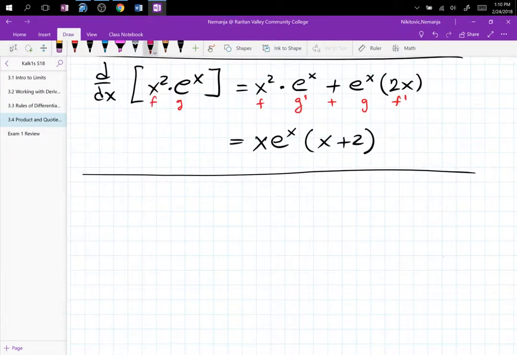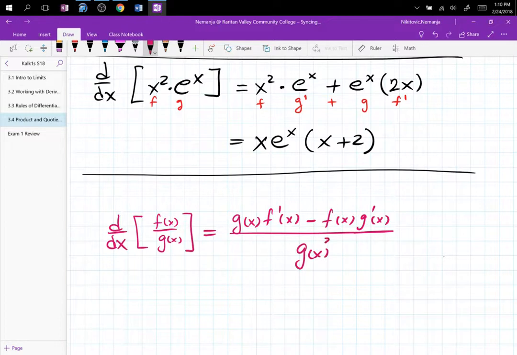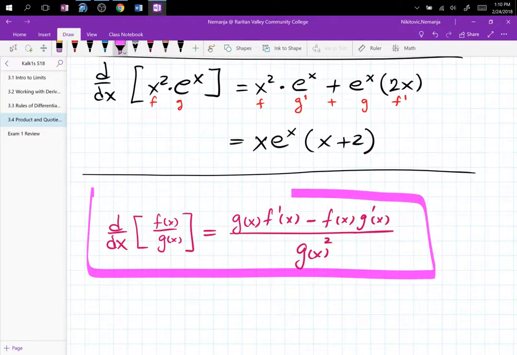Quotient rule. If we have division of two functions, say f of x divided by g of x, then the derivative of this is g of x times f prime of x minus f of x times g prime of x, divided by g of x squared.